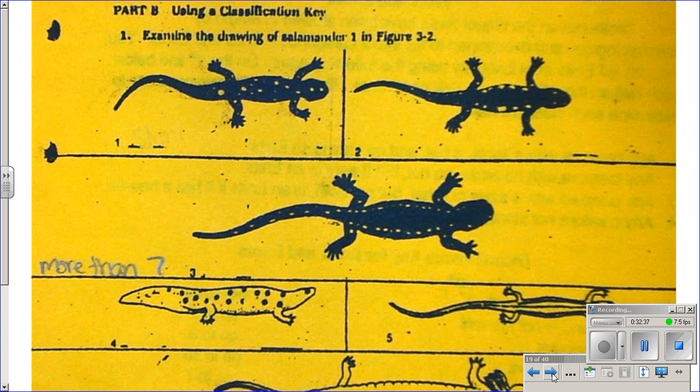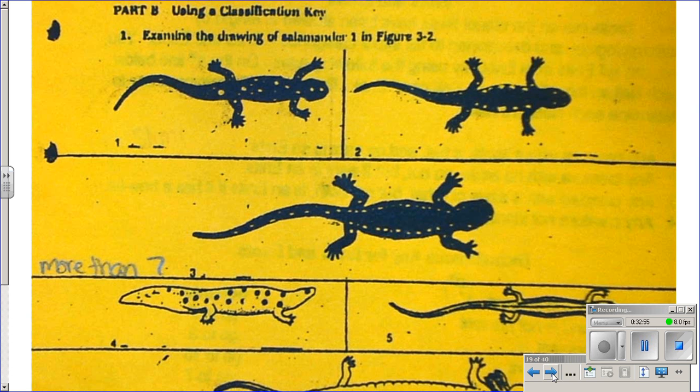All right, now this key is a little hard to read. But pretty much what you have to do, and please listen to this instruction because I don't want you to mess up when you do this on your own, you have to start at the top of the key. Now this key is not a branching pattern like that first one was. It's a table. It says figure 3.3, classifications, key to certain salamanders.